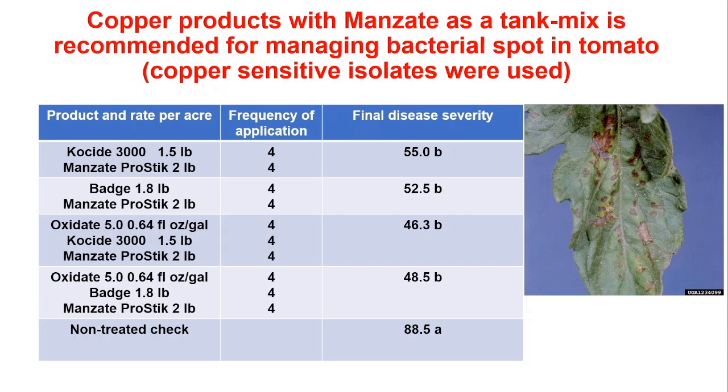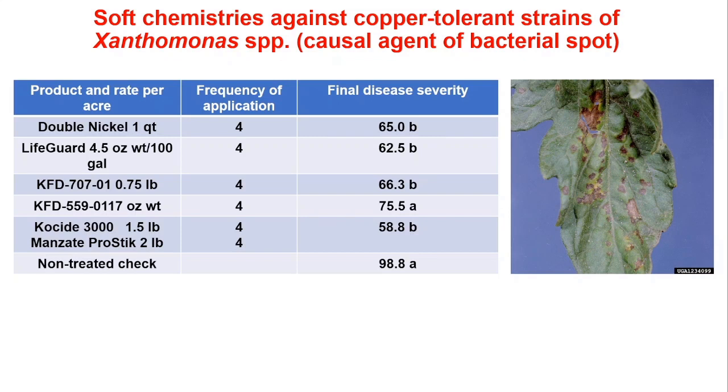So if you spray copper and Manzate together, more likely it's going to work. Most of our growers rely on Actigard early on, then do a copper and Manzate program, and then switch to Leap later on. Okay, another scenario. In this scenario, you have copper tolerance, so your Xanthomonas species complex are tolerant to copper. If you spray copper, it may not work. So what are our options?